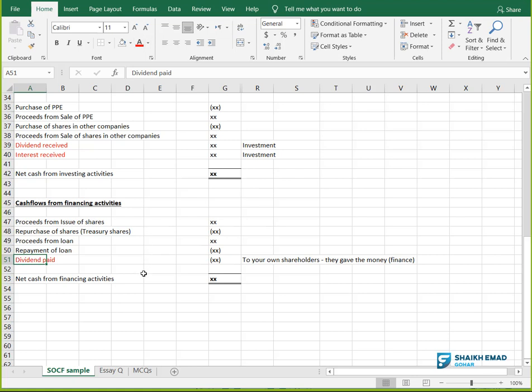Dividend paid. Why am I taking dividend paid in financing? Because I am paying dividend to my own shareholders, right or not? And my shareholders gave me the money, they gave me the finance. So that's why I am taking it in financing activities. The examiner will ask you, dividend paid, where to take, which activity? So the answer is financing activity. I hope you got the story.